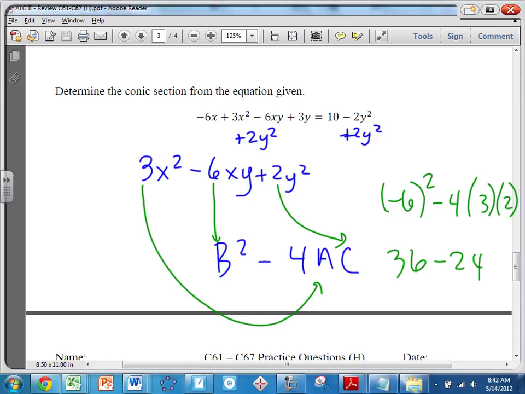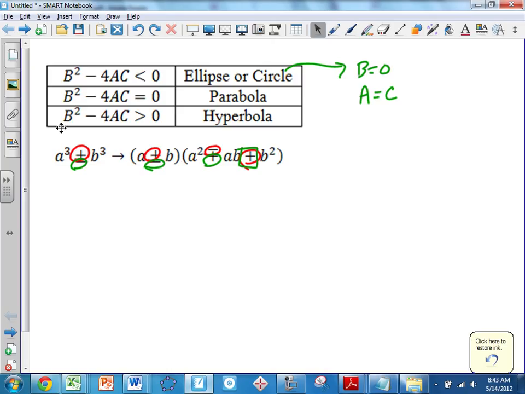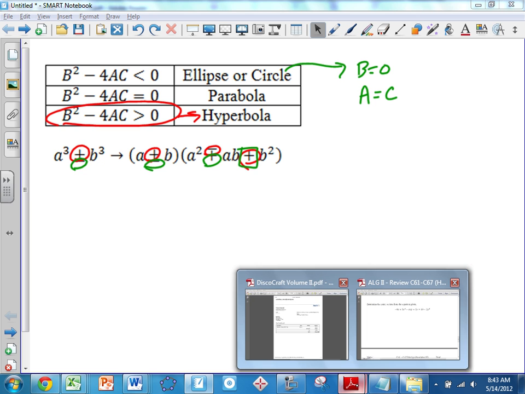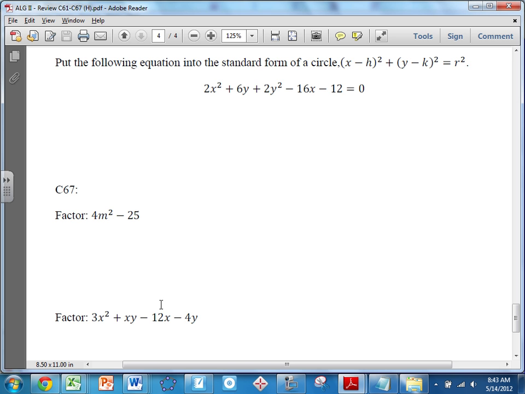So is this number going to be positive, negative, or 0? Positive. Doesn't matter what the number really is. All that matters is that it's positive. And when the discriminant is positive, we have what shape? Circle. No, hyperbola. There it is, hyperbola. Look at your table, please. When it's positive, we have a hyperbola. All right.